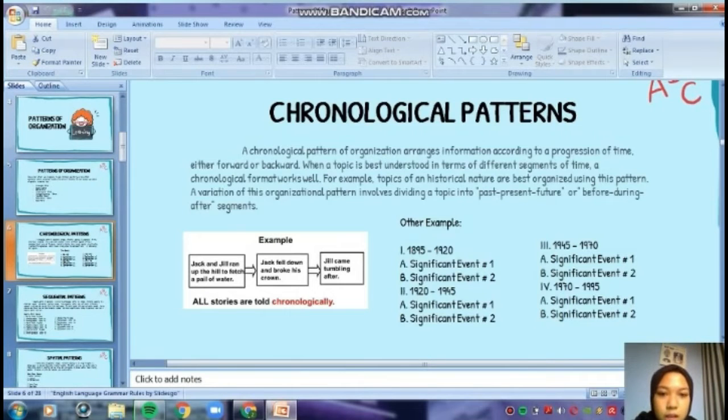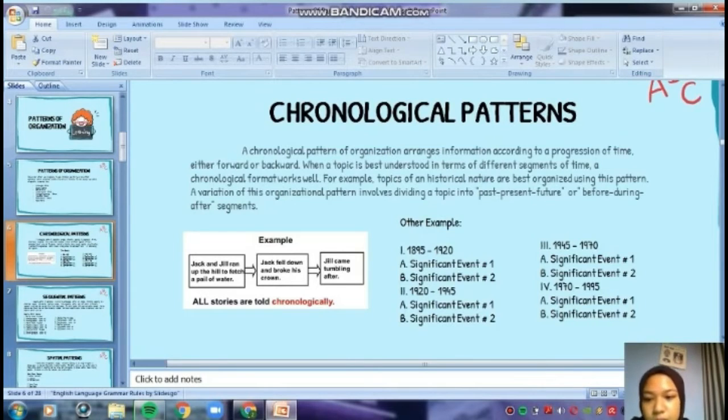Chronological patterns. A chronological pattern of organization arranges information according to a progression of time, either forward or backward. When a topic is best understood in terms of different segments of time, a chronological format works well. For example, topics of a historical nature are best organized using this pattern. A variation of these organizational patterns involves dividing a topic into past, present, future, or before, during, after segments.